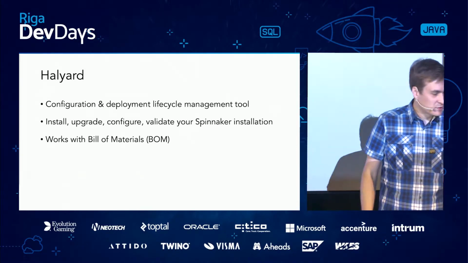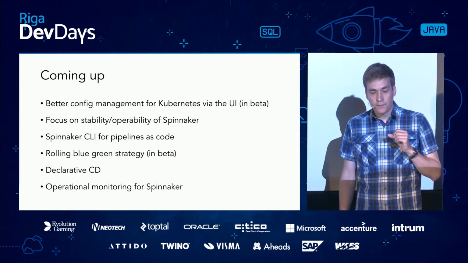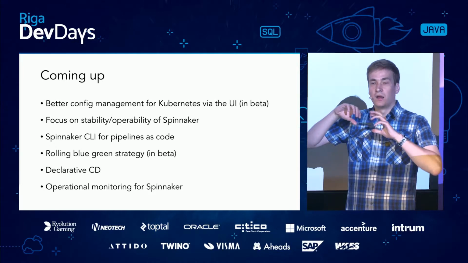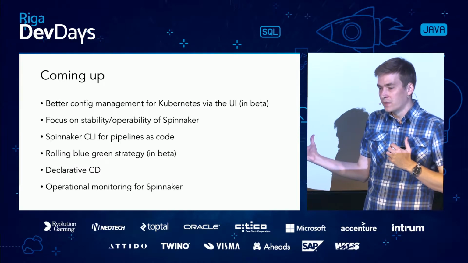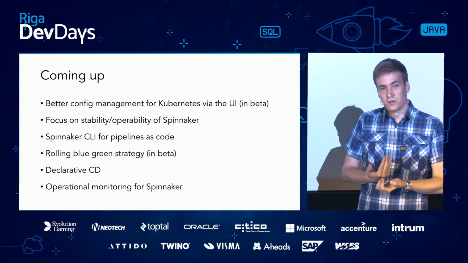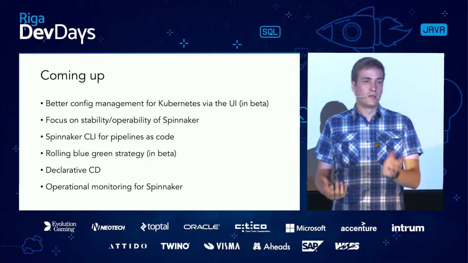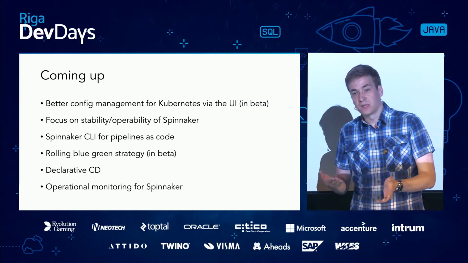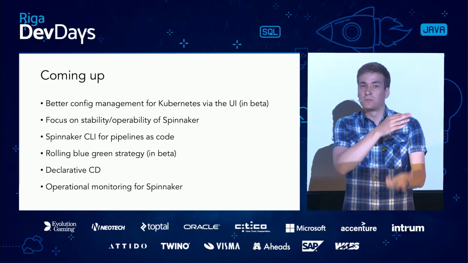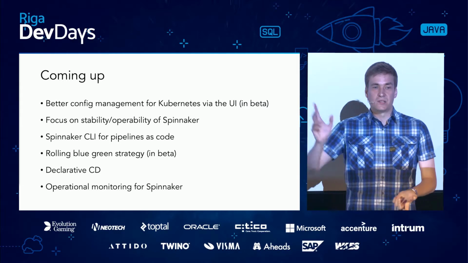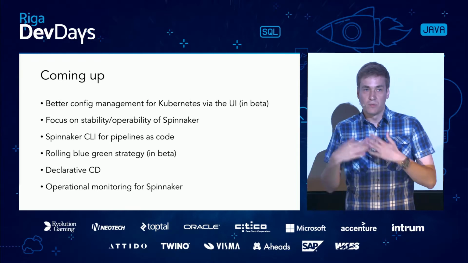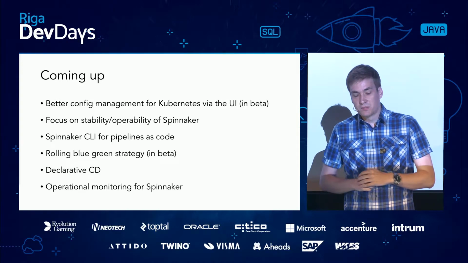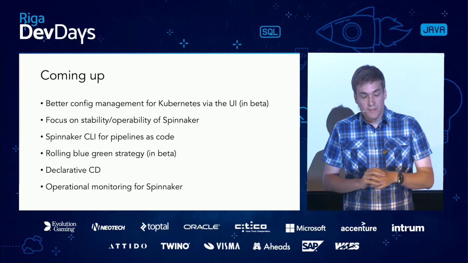Okay, so what's coming up for Spinnaker? There's already available better config management for Kubernetes. Right now we're going to use a UI-driven approach for configuring our Kubernetes resources, but you can also use the manifests of Kubernetes themselves. You can even store that in Git and then have some kind of pub/sub or whatever mechanism to publish new changes to those manifests, and it will actually trigger a pipeline with these manifests as deployment artifacts. Right? So better config management is coming up, and it's already available in beta.